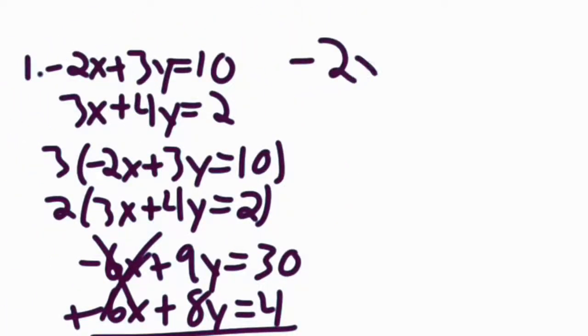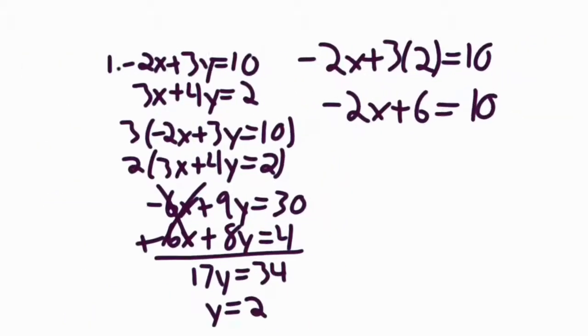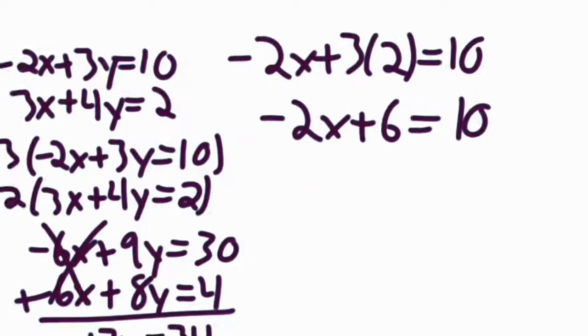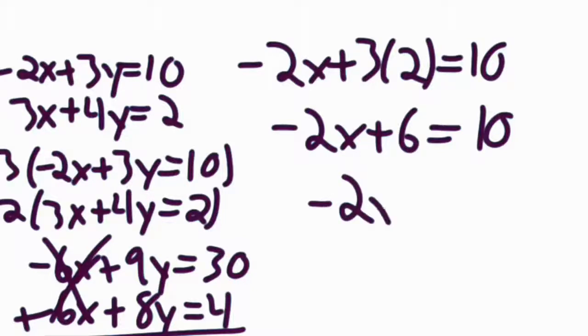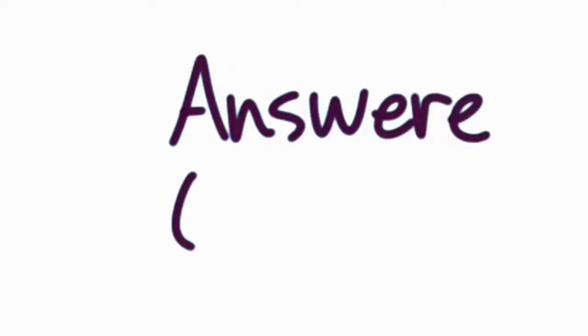So we're going to plug it back into the first equation. So you would get negative 2x plus 6 equals 10. Subtract 6 on both sides, which gets you negative 2x equals 4, and then x equals negative 2. So your answer is negative 2, comma 2.